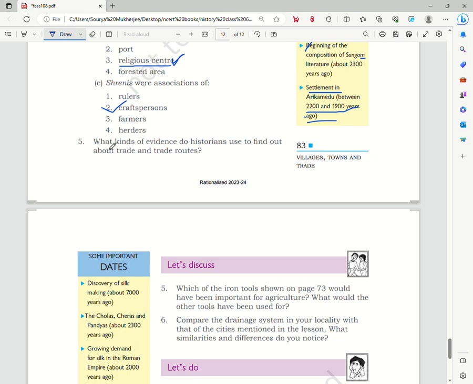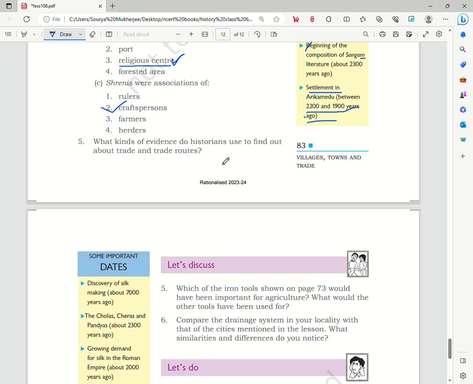Find out about trade and trade routes. What kind of evidence do historians find out about trade and trade routes? So for evidence, we see that different wares from distant lands, such as we read about the amphorae, the different jars and earthenwares, Roman coins and precious gems and jewelries, these were found in India, so these serve as evidence for trade and trade routes, and also the accounts of the traders and foreign travelers and sailors. These also give us an idea about the different trades and trade routes.